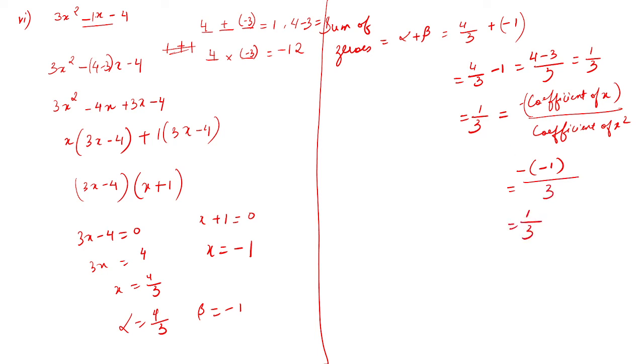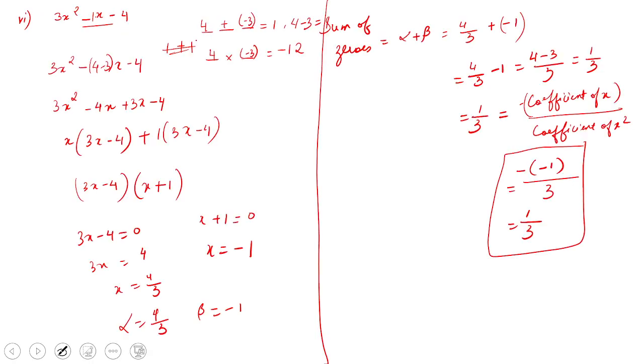Okay, this is rough work, so try to do this rough work. If you get 1 by 3 for alpha plus beta equal to this formula, then the zeros that we have found are correct. Next we'll go with the product of zeros. The product of zeros is actually alpha into beta, which is 4 by 3 into minus 1. So this is going to be equal to minus 4 by 3. So this will be equal to minus the constant term divided by the coefficient of x squared.